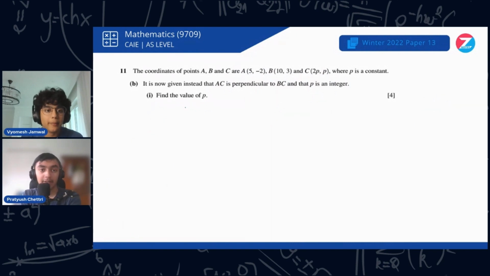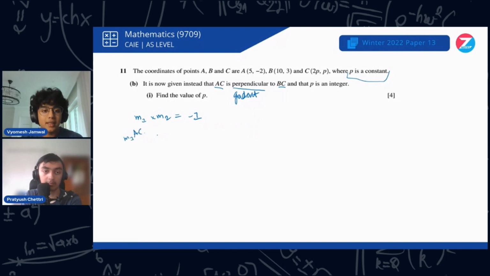Okay, so here, let me just read out the question. The coordinates of points A, B, and C are as follows, and P is a constant. It's now given that instead AC is perpendicular to BC, and P is an integer. So the first step, if we're talking about perpendicular, we're talking about the gradient. The multiplication of both of the gradients of AC and BC is going to be equal to -1. And so now we have to calculate M1 and M2, which are the AC and BC gradients.